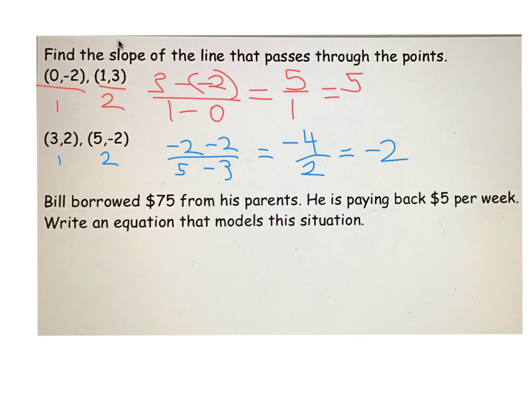So we're going to start off with $75, and then we're going to subtract $5 per the number of weeks, and that's going to be, let's say, C for the amount that he still owes. So the amount he still owes is $75 minus $5 per week. And then you can plug in the number of weeks and figure out how much he owes based on that.